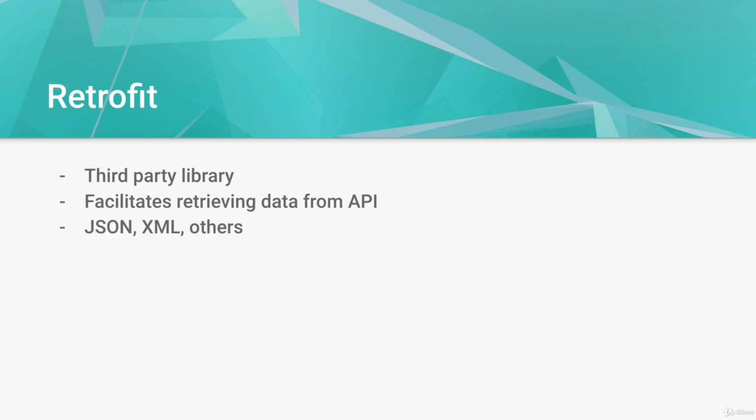Now, which kind of data can we retrieve? Basically pretty much anything. By default, you can work with JSON or XML. It has a few different factory classes that provide access to different kinds of data. And of course, you can implement your own if you have any custom data format on your backend API.